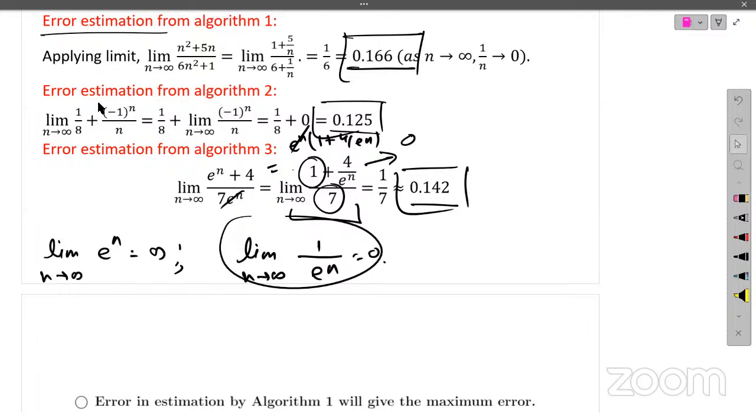So 1 by infinity is not a rule for L'Hospital, right, ma'am? No, not 1 by infinity. We strictly follow 0 by 0 or infinity by infinity. Okay.